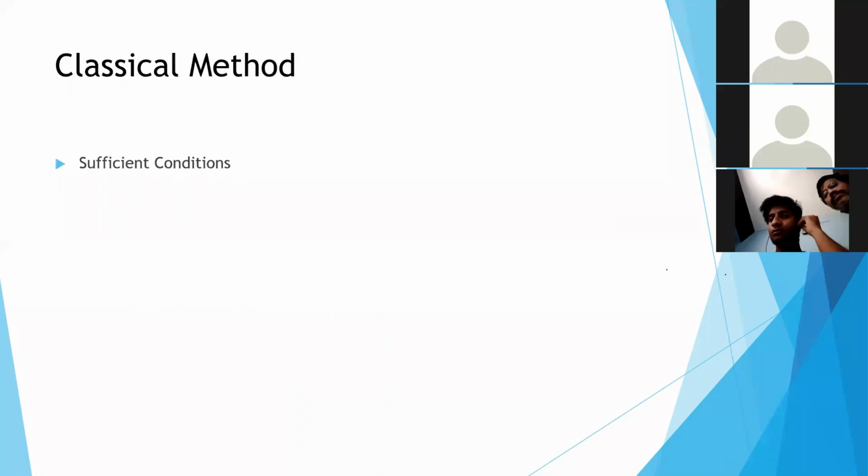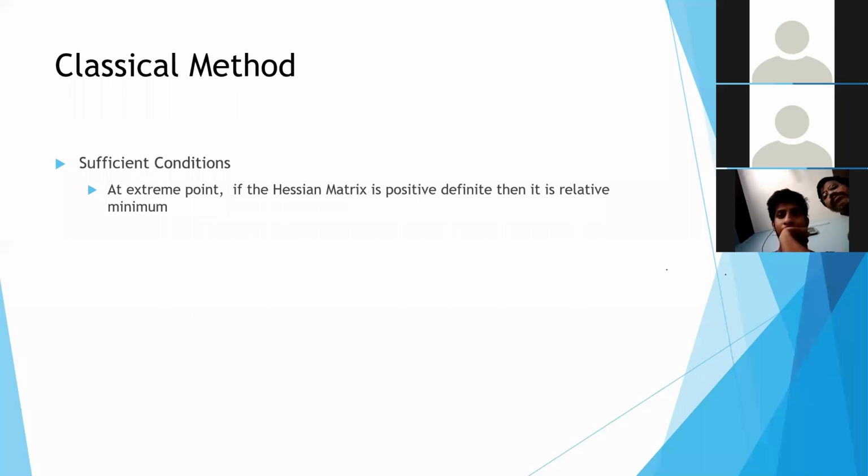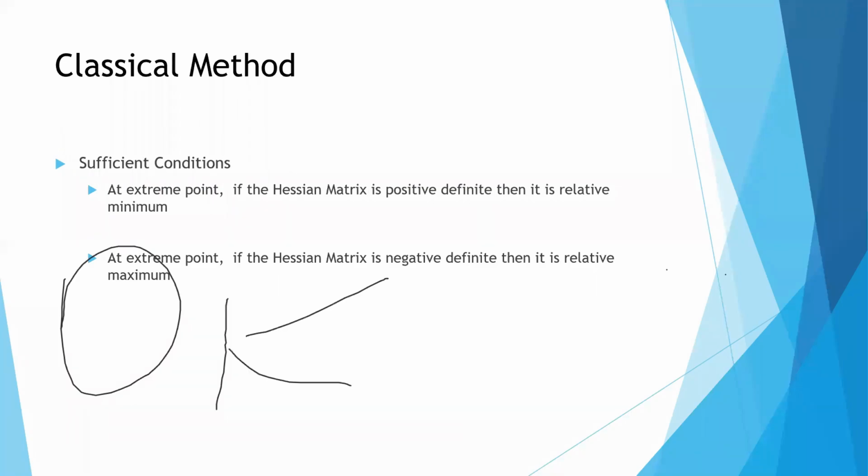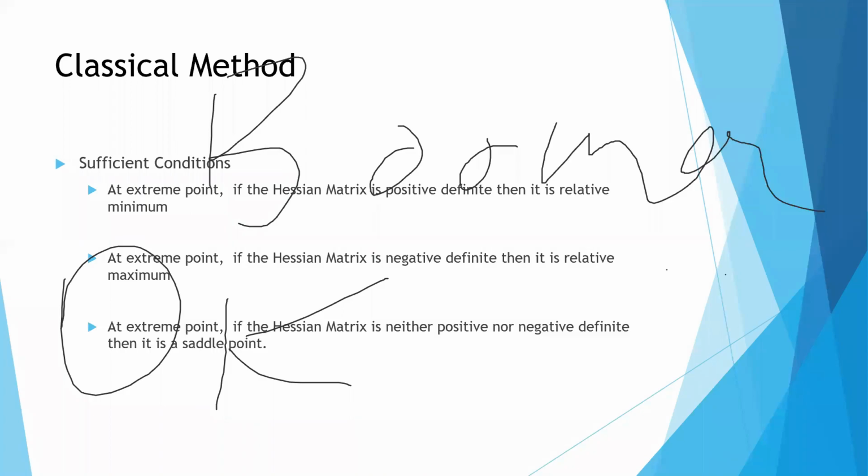After that, we have the sufficient condition. In the sufficient condition, at an extreme point, if the Hessian matrix is positive definite, then it is a relative minimum. At an extreme point, if the Hessian matrix is negative definite, then it is a relative maximum.